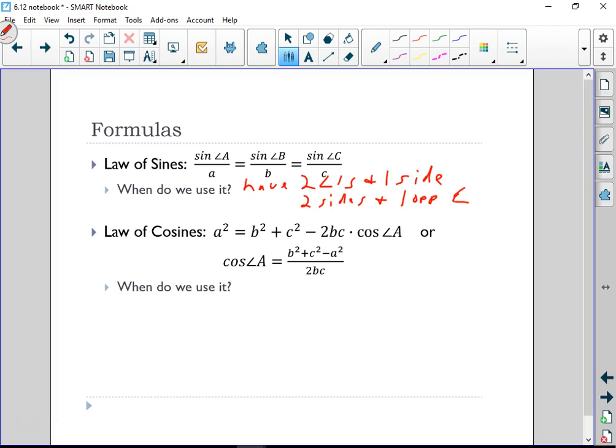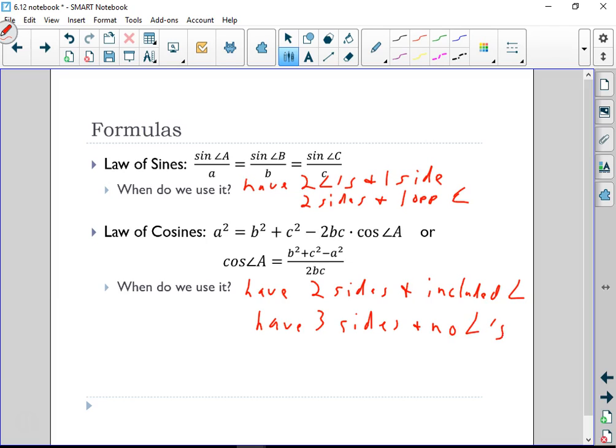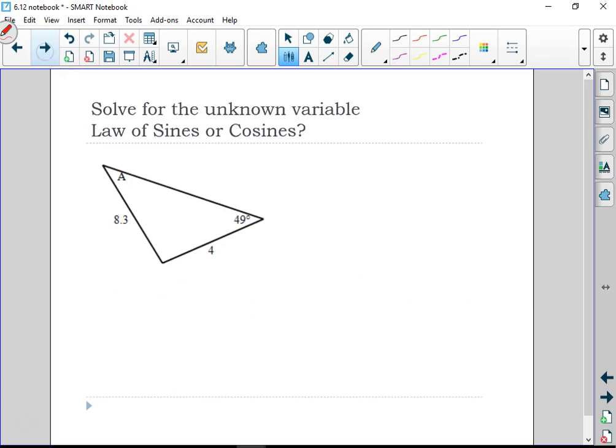Then we moved into the law of cosines, and that's when we have two sides and included angle. Remember, included means the angle in between them. Or we have three sides and no angles. Okay? So solve for the unknown variable with either law of sines or cosines.